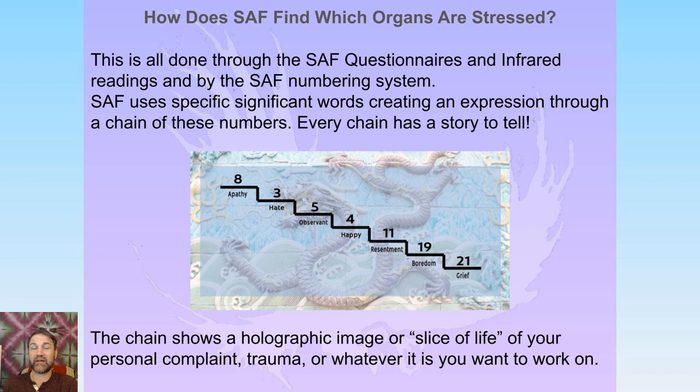The chain shows a holographic image or slice of life of your personal complaint, trauma, or whatever it is you want to work on. In this example, we would look at this chain and we would create a sentence out of these control words. We'd say they have an issue with feeling unhappy, which is leading towards a condition of apathy, and it is held in place by a condition of grief in the past, as an example.